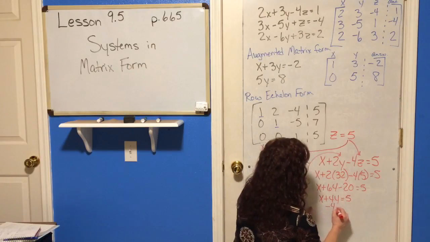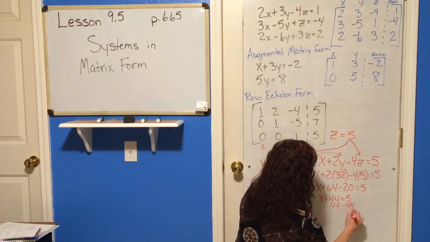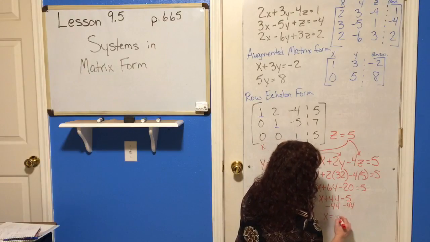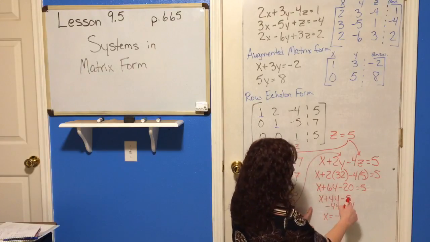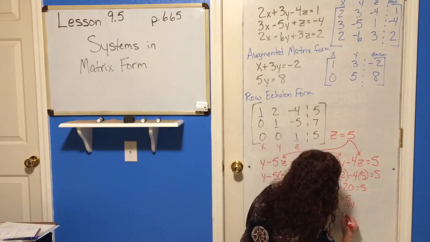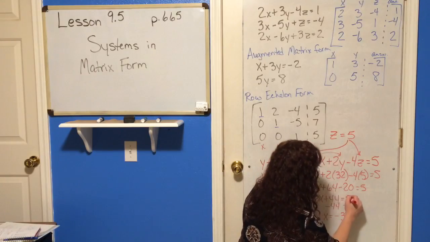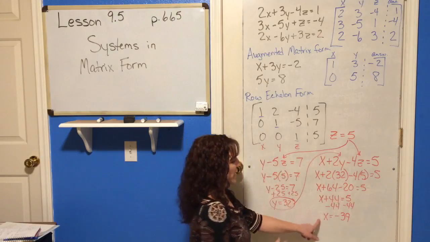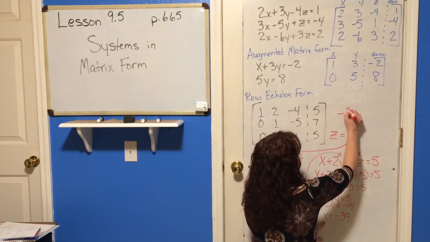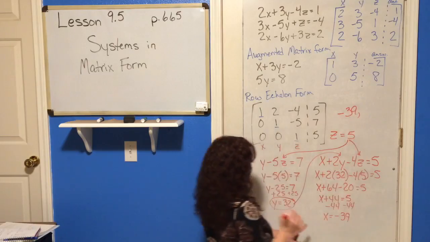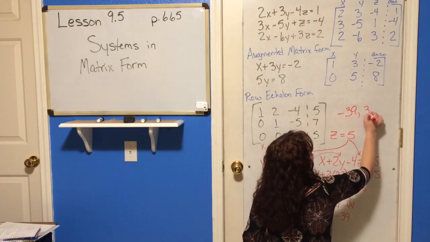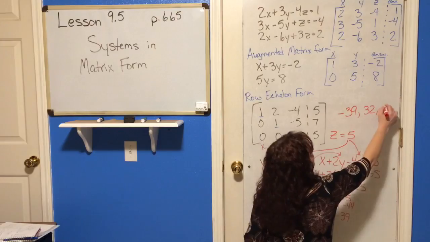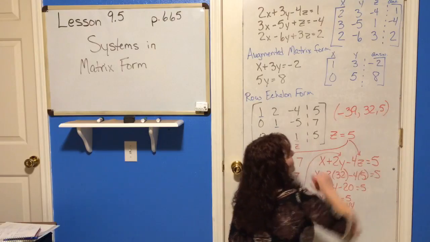So we're going to subtract 44 from both sides. So X equals a negative, I can't do this in my head. So minus 4, so 39. 39, 40, 41, 42, 43, 44, yes. So now my final answer is X is negative 39. Y is 32. And Z is 5.